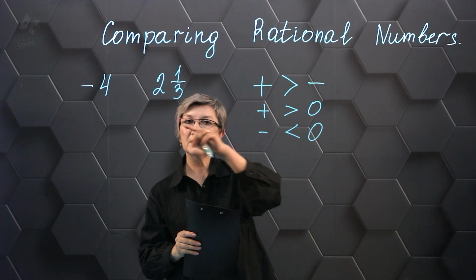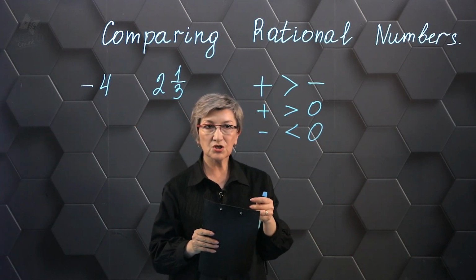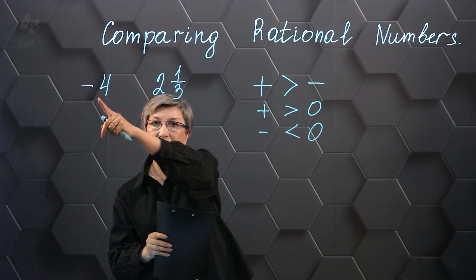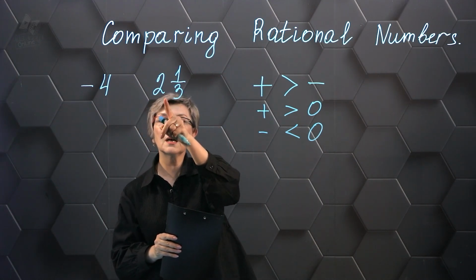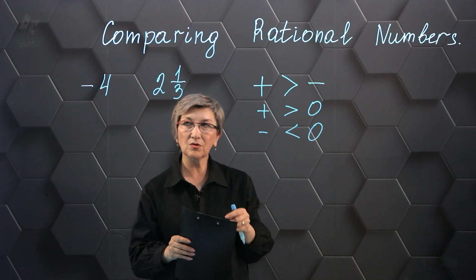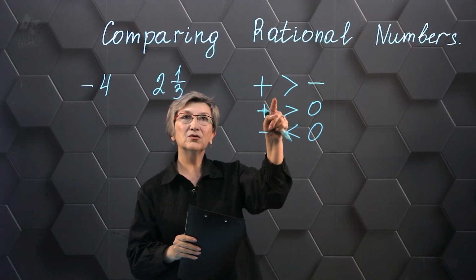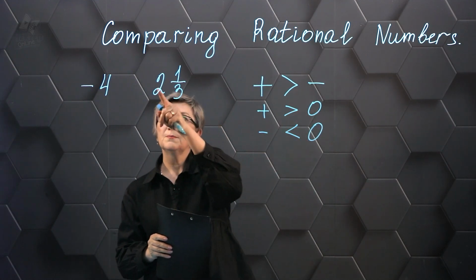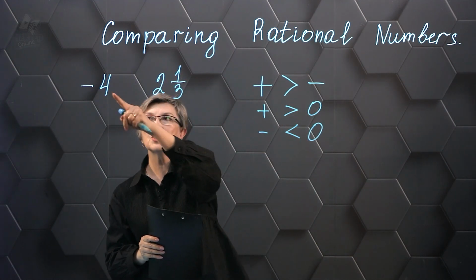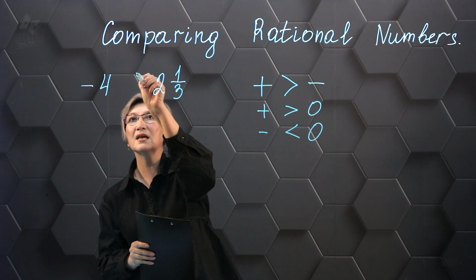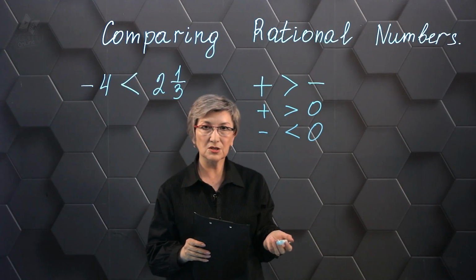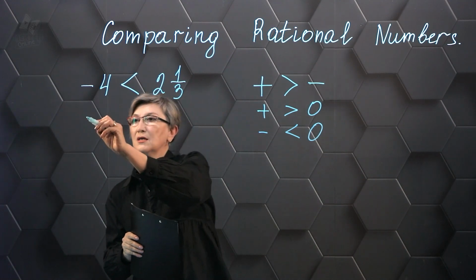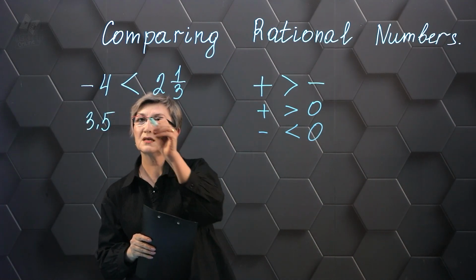Using these rules, you and I will compare the number -4 and 2 whole 1/3. The number -4 is a negative number, and the number 2 1/3 is a positive number. Then by rule, the positive number is always greater than the negative number. A positive number is greater than a negative number, then the negative is less than the positive. The rules are retained, the following: 3 whole 5/10 and 1 whole 5/10.